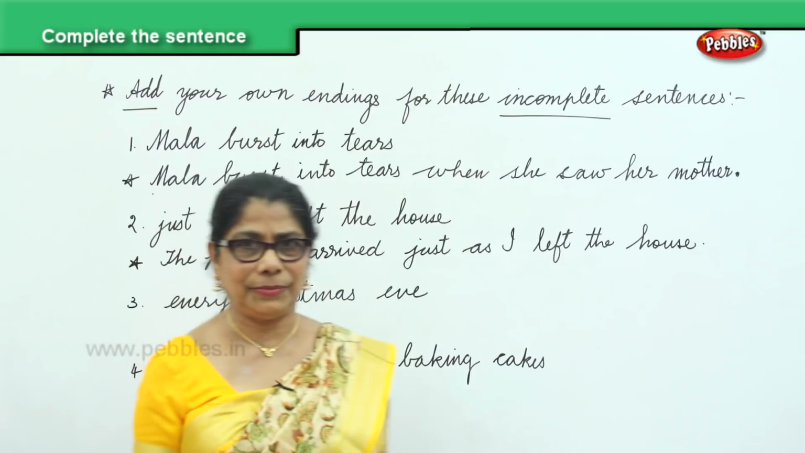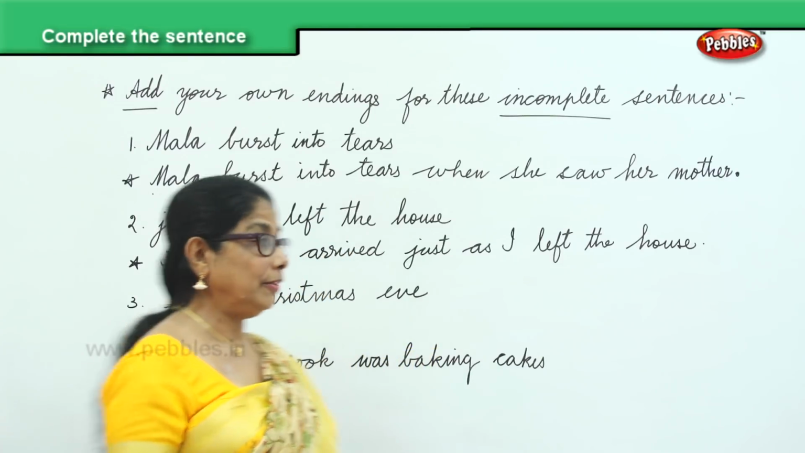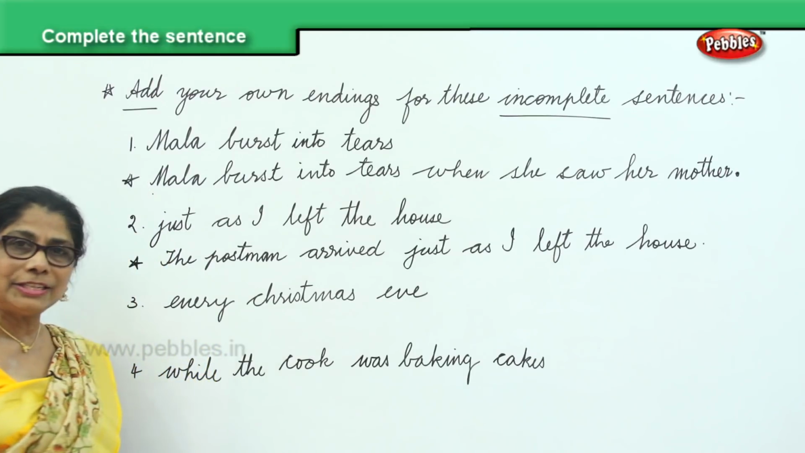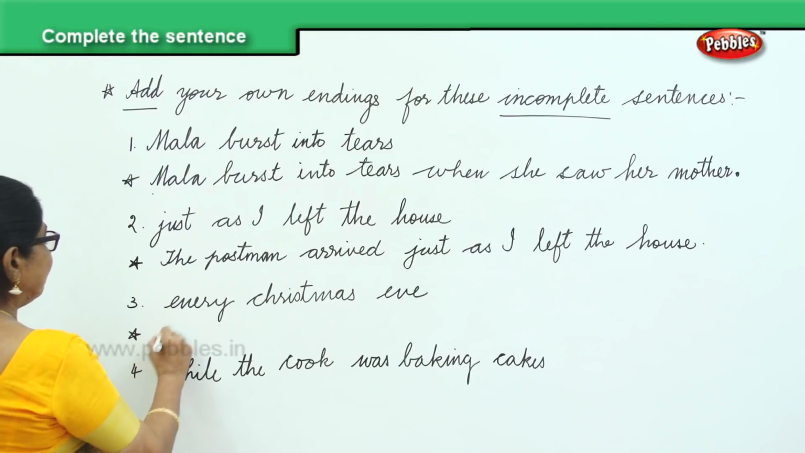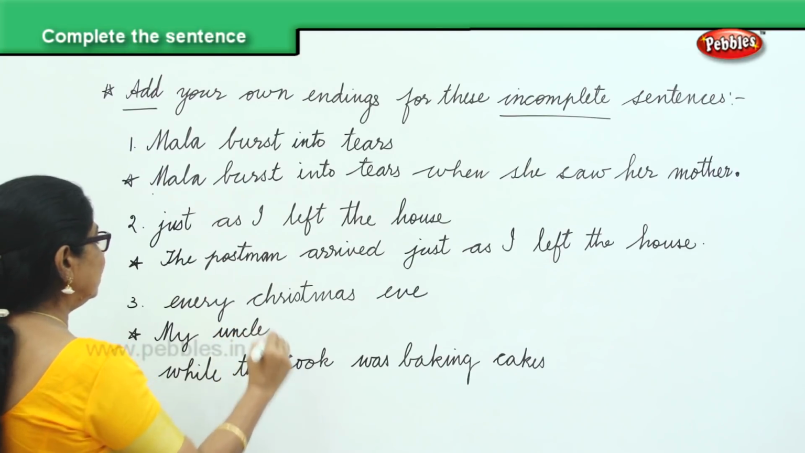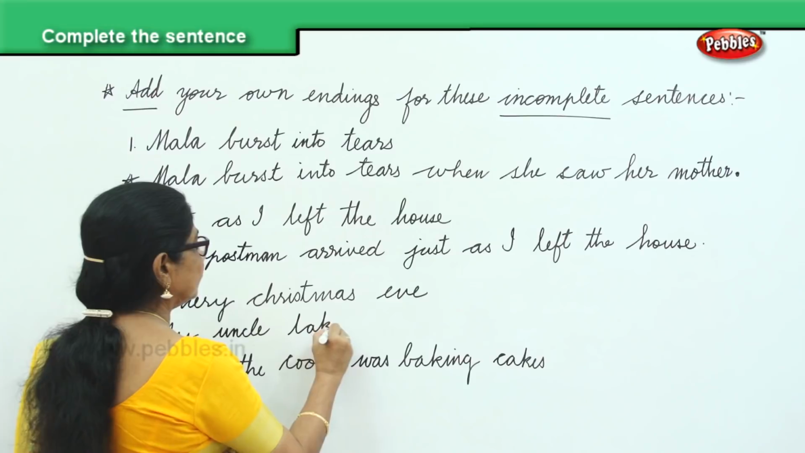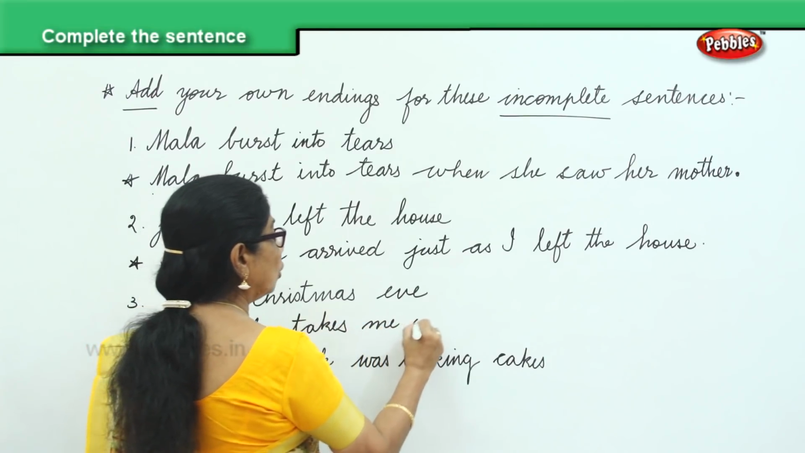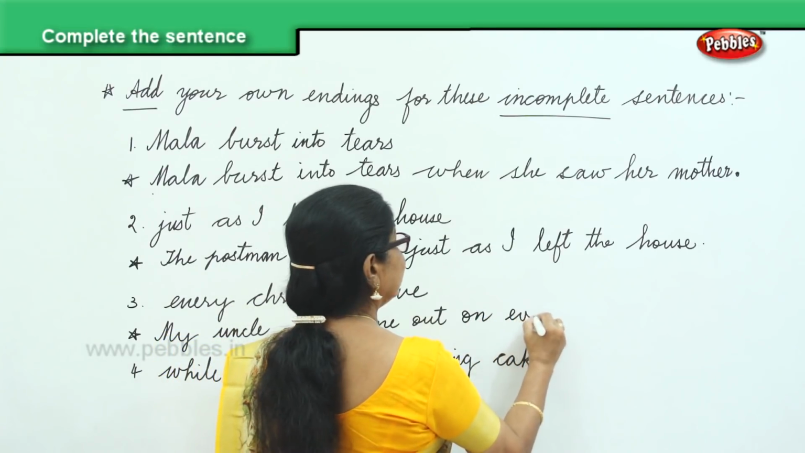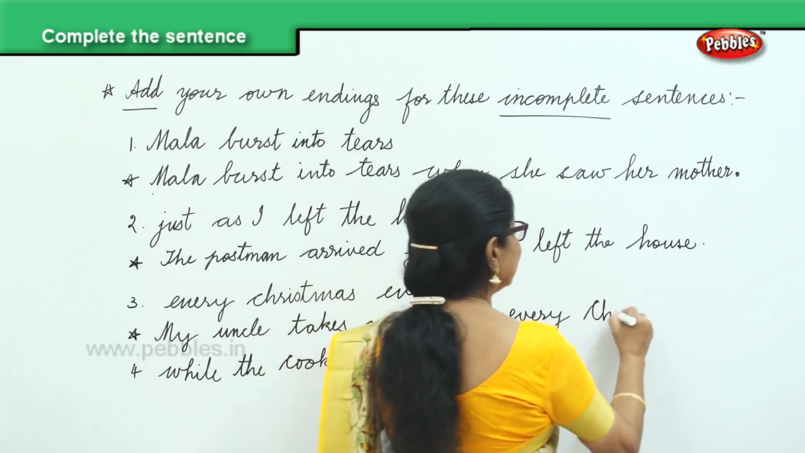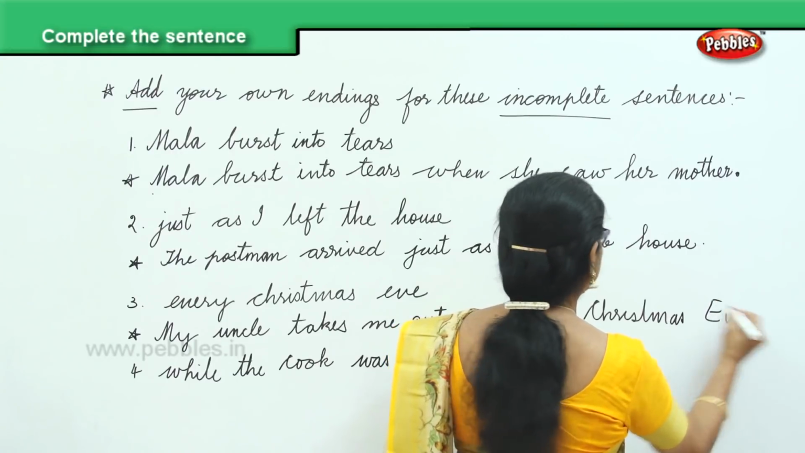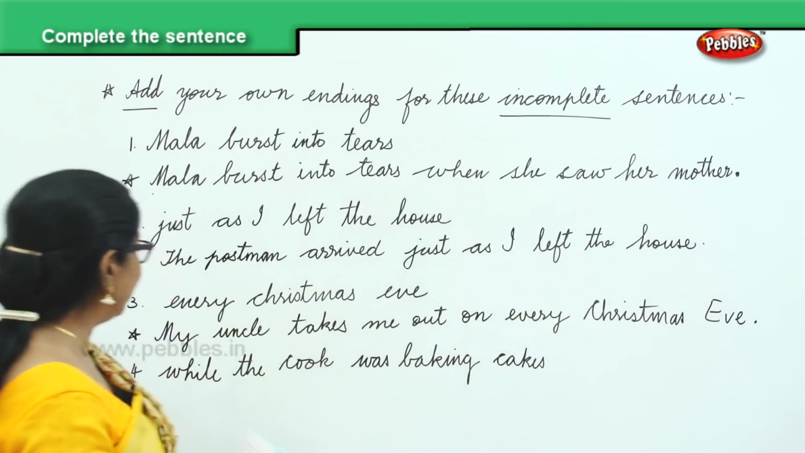Every Christmas Eve. What will you write? Every Christmas Eve, we go out, or my mother takes me out on every Christmas Eve. You can say my uncle also, or my aunt. My uncle takes me out on every Christmas Eve.